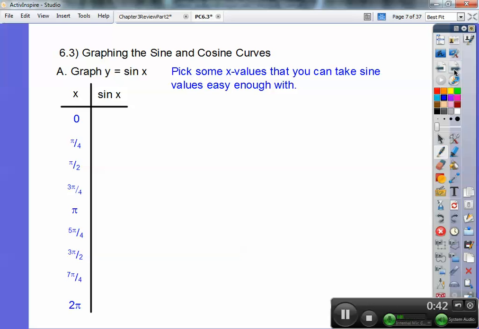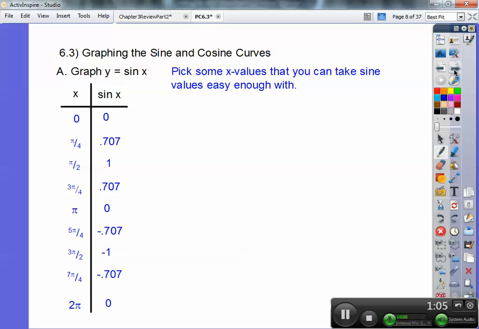So here we go. We have from 0 to 2 pi, and I went in pi over 4 cutoffs, you guys. And then you can just make sure your calculators are in radians, and then punch in the sine of 0 and the sine of pi over 4 and the sine of pi over 2 and so on. So hopefully you have a calculator that can pick those up for you.